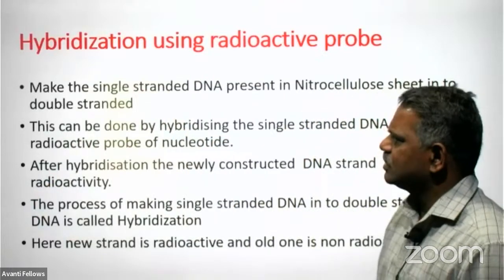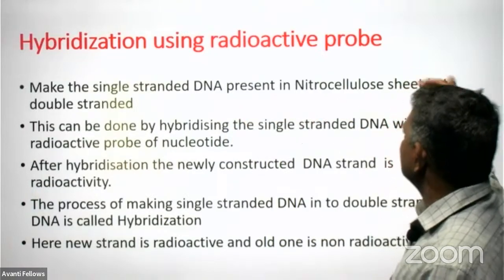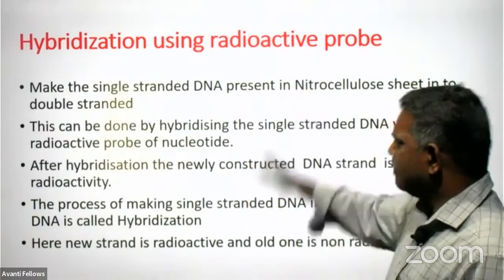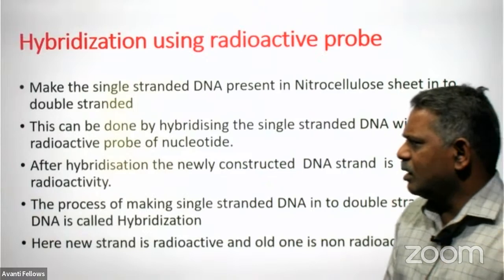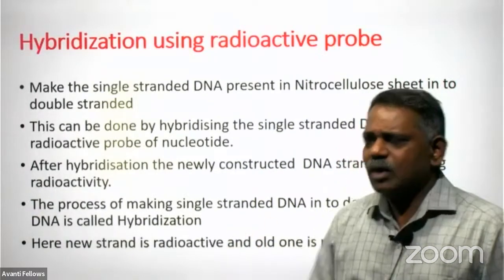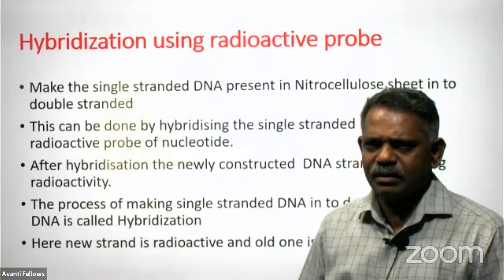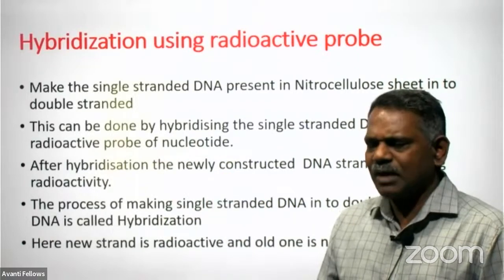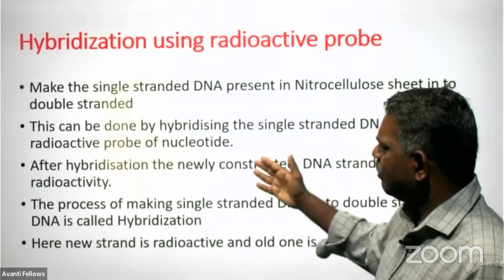Artificially synthesized. We make this single-stranded DNA present on the nitrocellulose sheet into double-stranded. It can be done by hybridizing the single-stranded DNA with a radioactive probe of nucleotides. It is making a complementary strand. That old one is like a master strand, and it is making a complementary strand, but by using what?